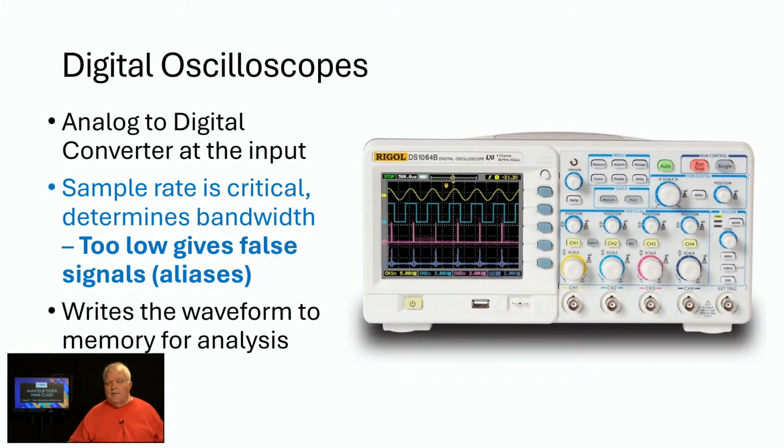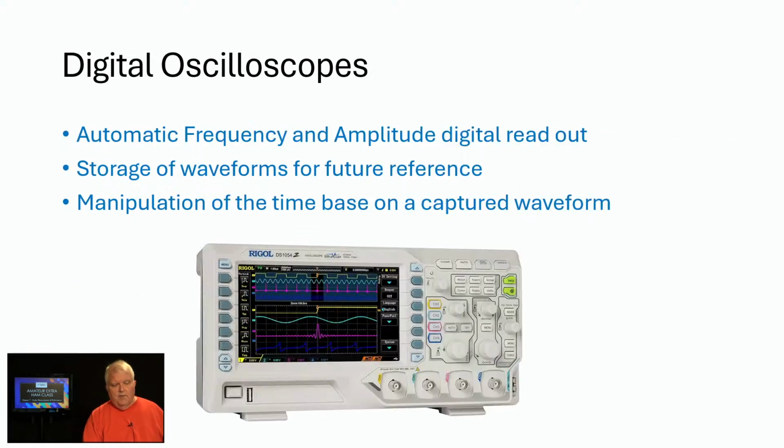And one nice thing about digital oscilloscopes, you can write the waveform to memory and then call it back later for later analysis, and you can manipulate the screen around. So digital scopes are very nice. They have automatic frequency and amplitude digital readout. I mentioned that you can store the waveforms, and then you can also manipulate the time base on a captured waveform to look closer in. So if you'd like to play with an oscilloscope, a real working oscilloscope, you need look no farther than your Windows-based computer.